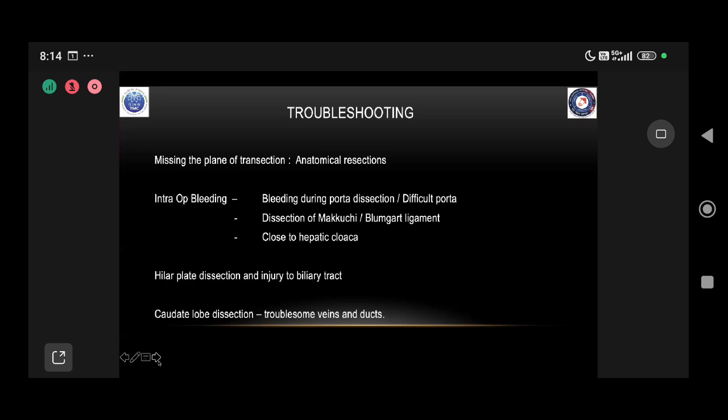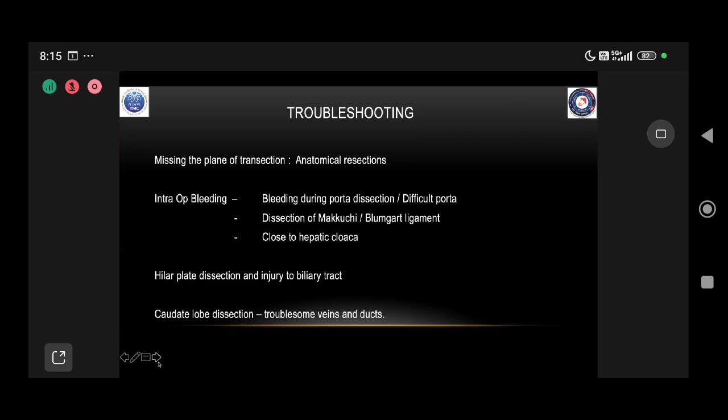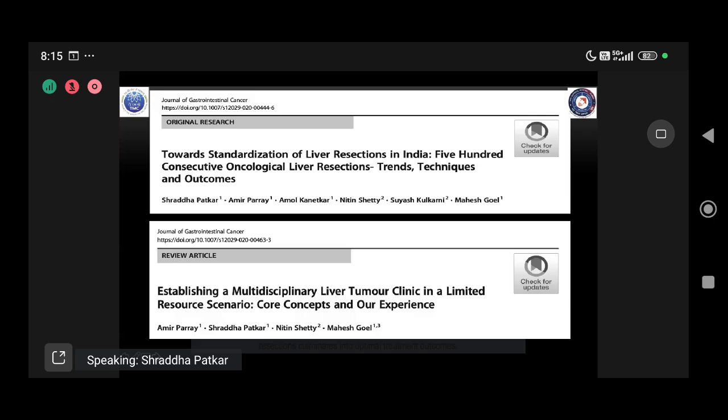Hilar plate dissection and injury to the biliary tract I've already covered. Biliary leak in the post-operative period is the most troublesome. Once you have a patient who has a bile leak and goes into sepsis, it almost becomes an unsalvageable situation. Caudate lobe resection is mandatory for cholangiocarcinomas, so the caudate has to be completely mobilized off the cava. All the draining veins into the IVC need to be taken, and the duct has to be secured carefully at the time of resection, just to make sure that you don't have post-operative leaks.